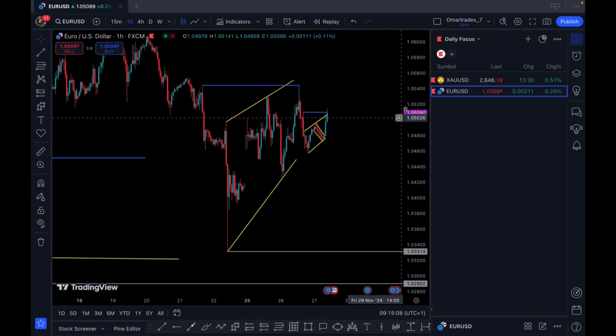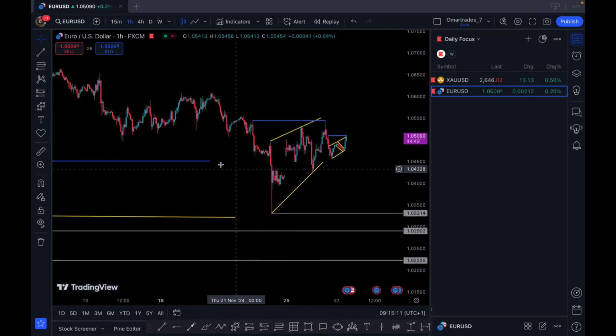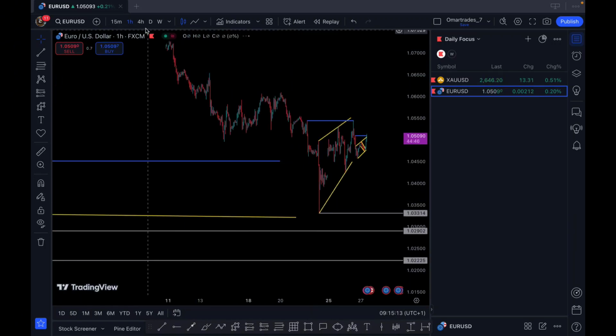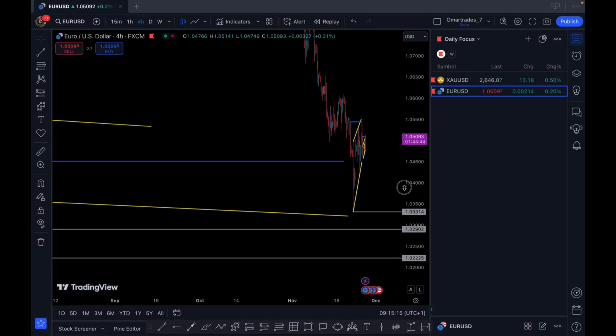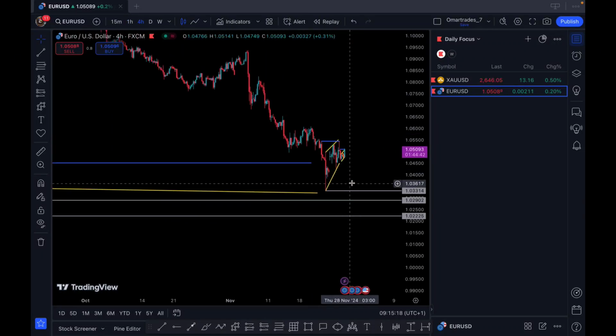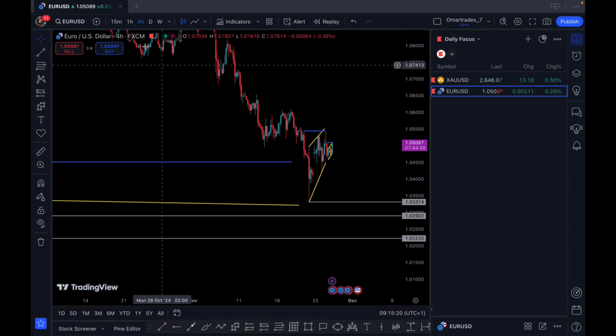Now, as you can see, Euro USD is trading at the low as well. So like I said, when price is trading at the low, you want to be more careful because a lot of things can happen here. So you have to be picky around this zone.